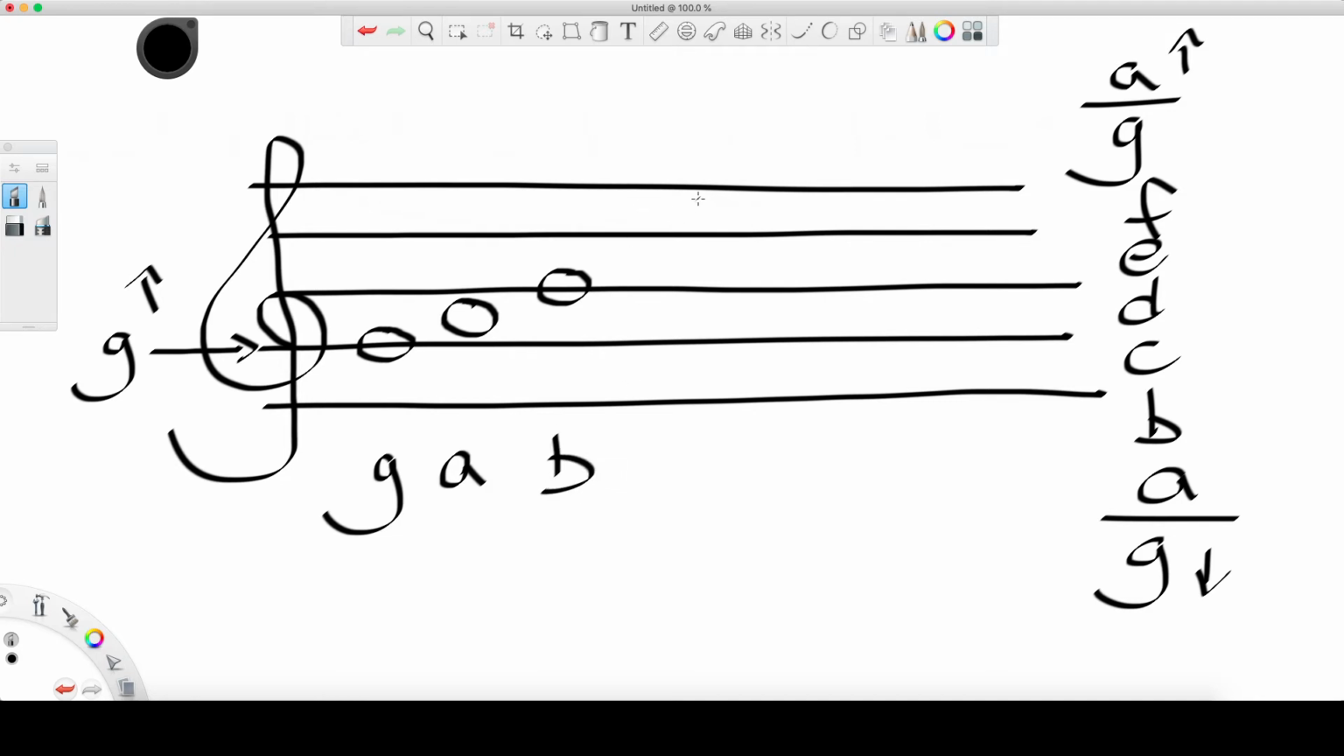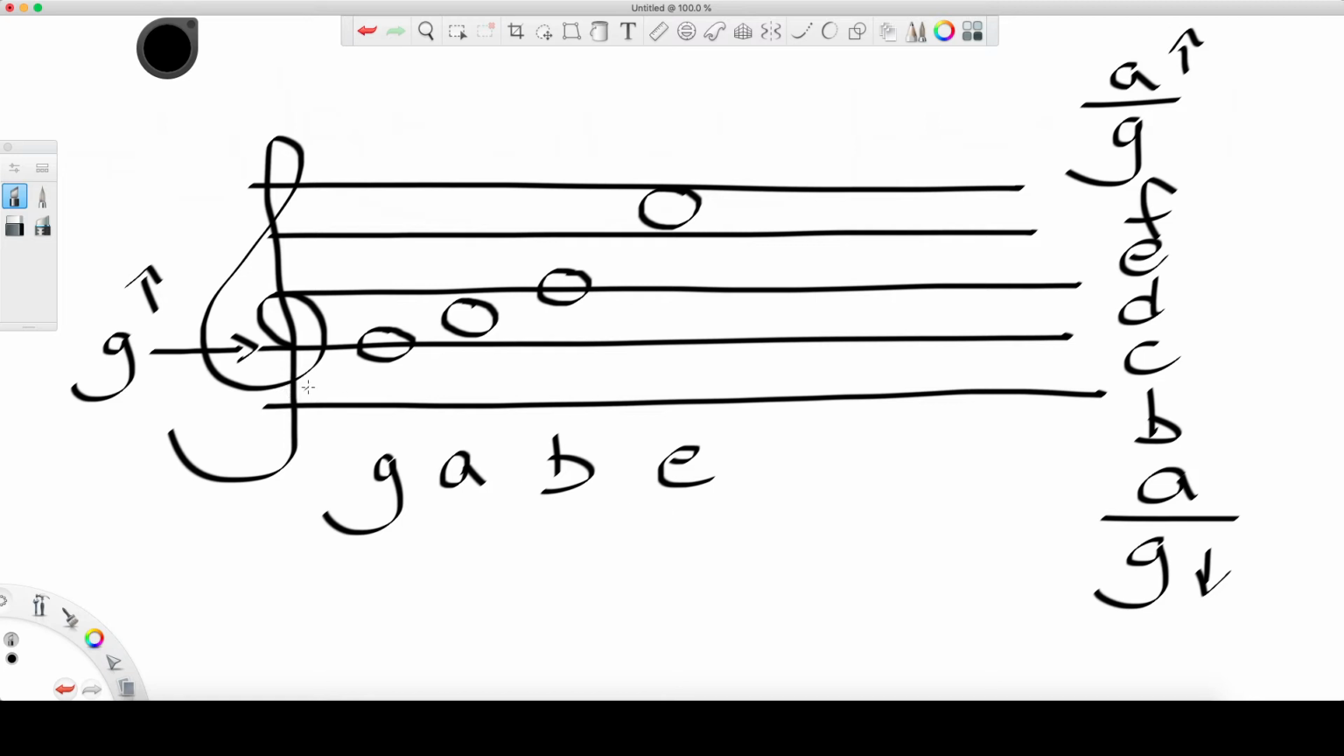If I skip ahead and put a note here on this space, you can just use the alphabet and go G, A, B, C, D will be the line, which means this space is now an E. And that's really it for note naming.